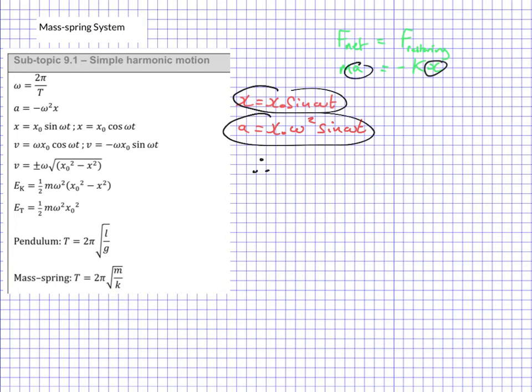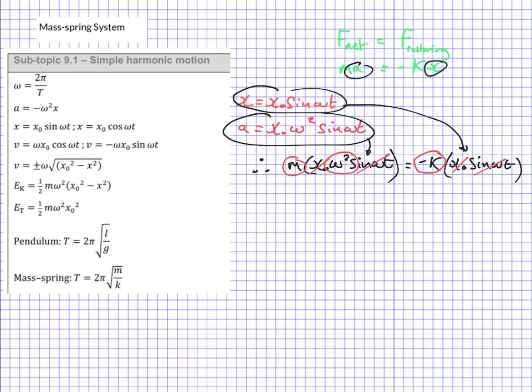Here we go. We end up with m and then the a is x naught omega squared sine omega t, and then that's equal to the negative k, the spring constant, times the displacement, which is x naught sine omega t. So all we've done is just put this into there and this into there. And there's a bunch of terms that can be cancelled out. X naught cancelled, sine omega t cancelled, which means we're left with negative k, omega squared, and m.